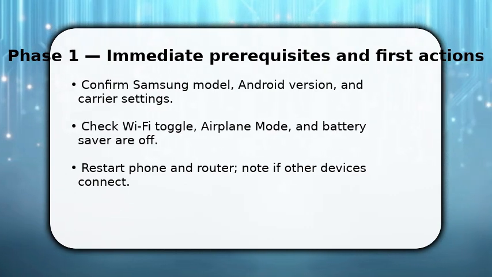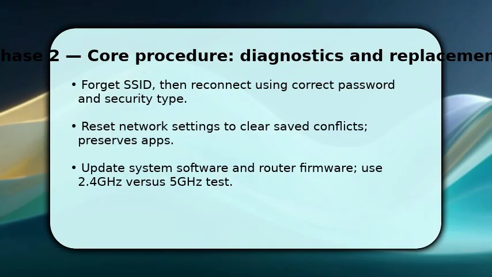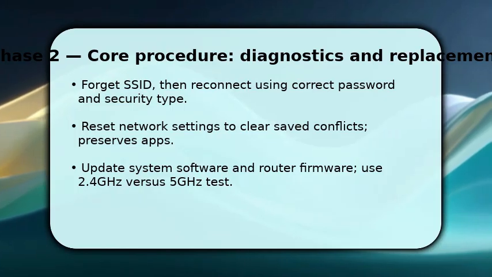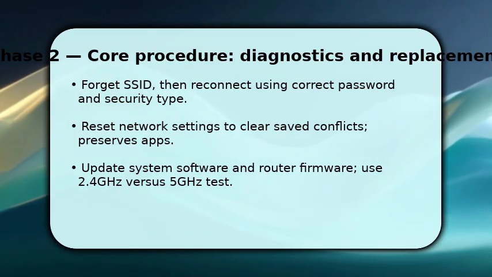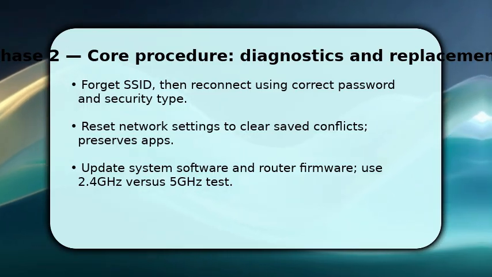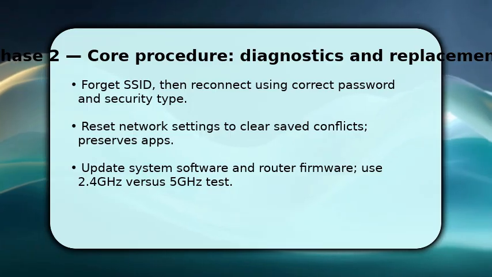You now work through targeted fixes. Long press the network, choose Forget, then Reconnect. This resets the stored DHCP lease and password. If that fails, go to Settings, General Management, Reset and choose Reset Network Settings. This clears Bluetooth and VPN conflicts without erasing apps.